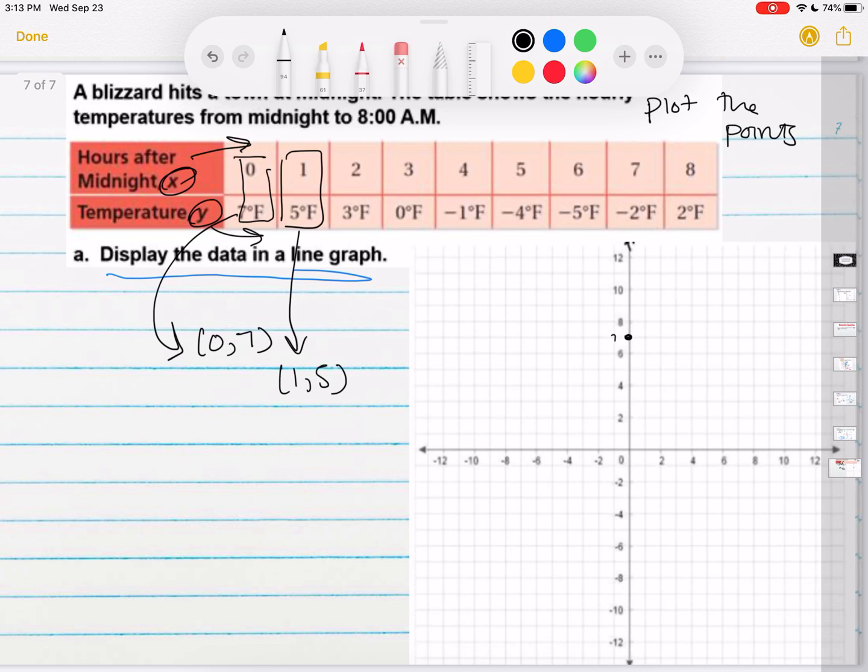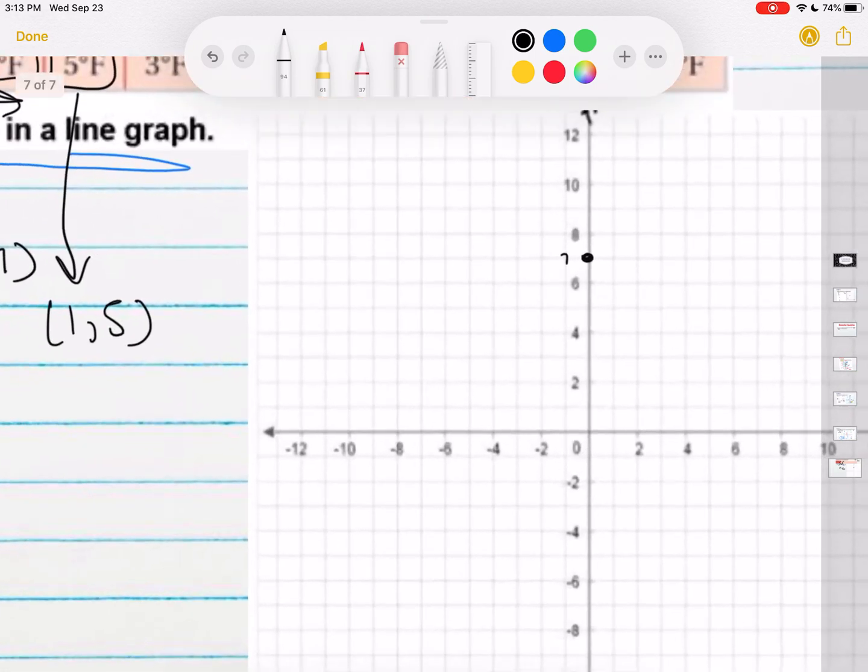Next one is (1, 5). So I'm going to go over 1 to the right on my x-axis. Again, 1 isn't labeled, but that would be directly in between 0 and 2, so that would be right here. And then I'm going to go up 5 on my y-axis. Again, 5 isn't labeled. If this is tricking you up, you can always label these 1, 2, 3, 4, 5, 6, 7, and go on like that.